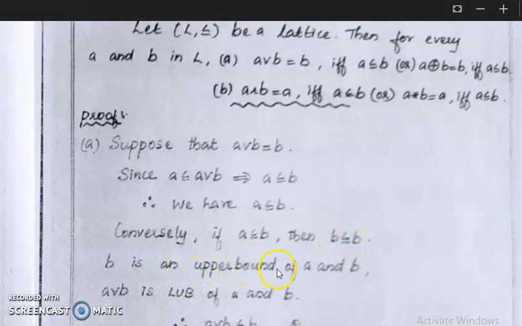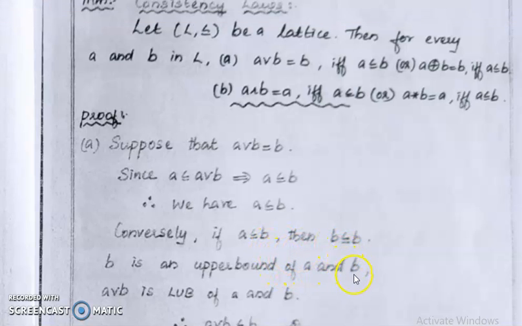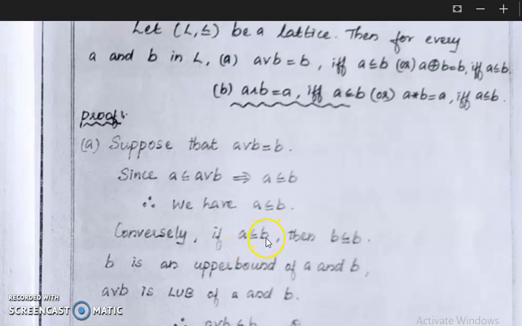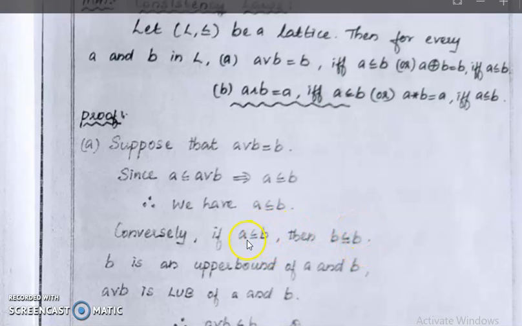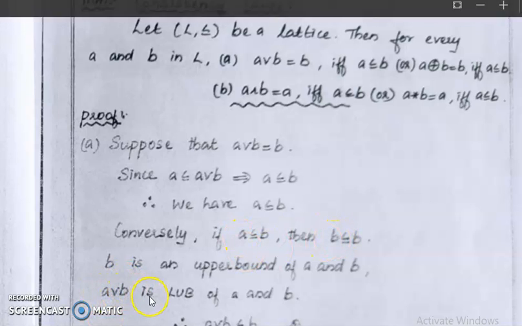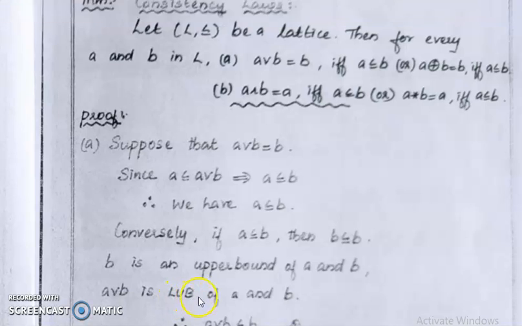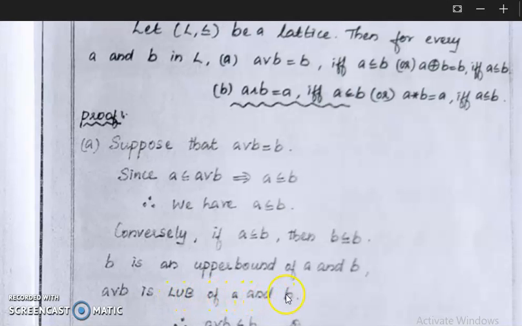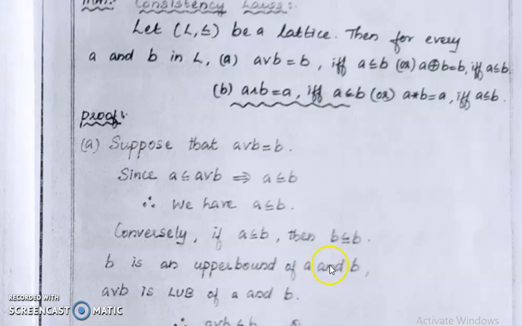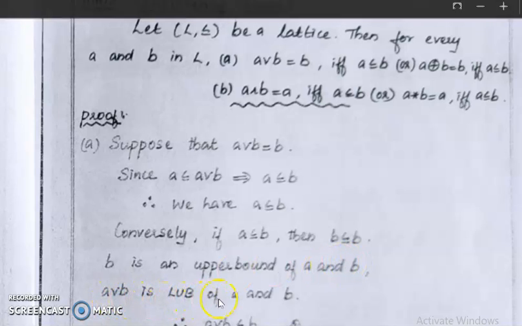b is an upper bound of a and b. Why do we call b an upper bound? Because a ≤ b, and also b ≤ b. So in both cases b is greater. So we say b is an upper bound of a and b. That means a ∨ b is the least upper bound of a and b.